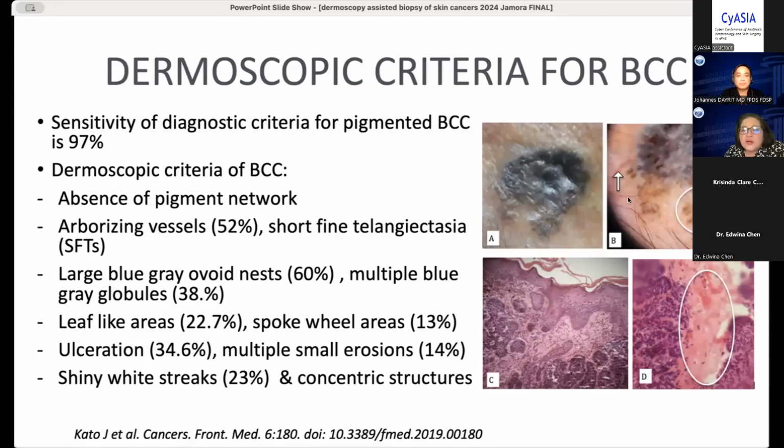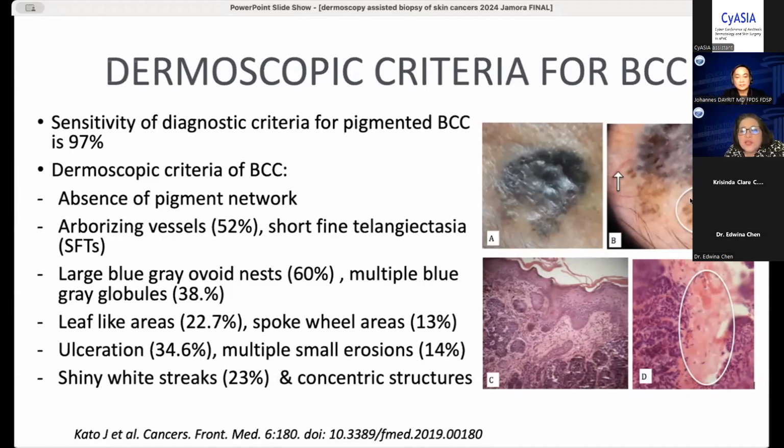So these are basal cell pictures taken from a local Filipino study here. Again, you can see the dermoscopic criteria for basal cell are the absence of the reticulated pigment network, which we usually only see in melanocytic lesions, and the presence of arborizing blood vessels, which are these tree-like branching blood vessels, at 52% sensitivity, and short fine telangiectasia you may also see. The large blue-gray ovoid nests, which correlate to these nests of basaloid cells, as well as multiple blue-gray globules, have sensitivities of about 60 and 38%.